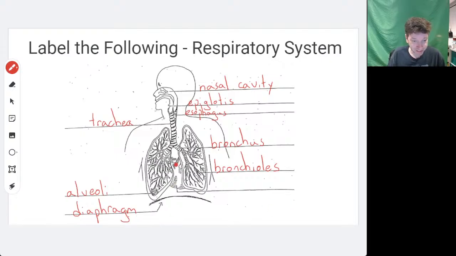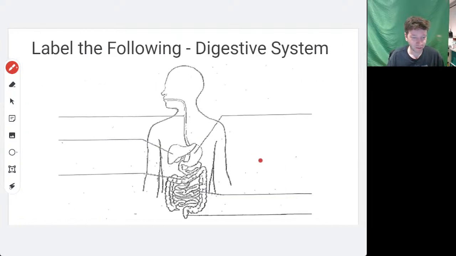Okay, and finally, it's not directly part of the respiratory system, but it is important. Right there, that's our heart. All right, moving on. More biology to label. Okay, so this is our digestive system. So we put this in the other diagram, but here we have our esophagus. So food's going to go down the esophagus. Okay, into, here we have our stomach.